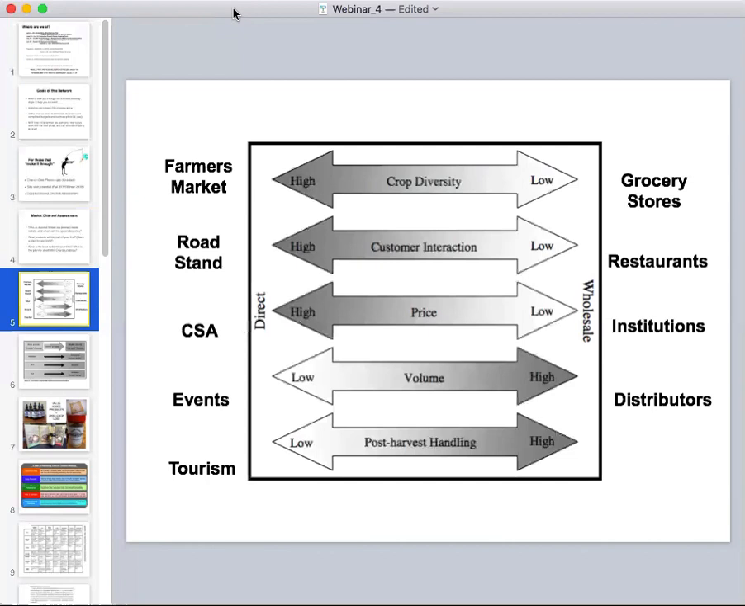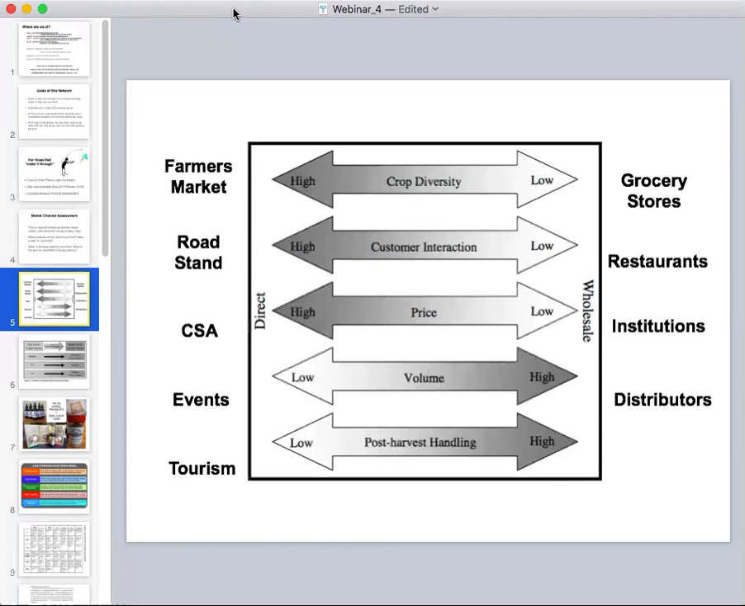There's some variability on the right side as well, but the difference between a farmer's market, a CSA, and different events, I mean, those are very different types of markets. So I don't want anyone to get the impression that a given side of this means that these things are similar. Each of these has its own kind of microanalysis to do.